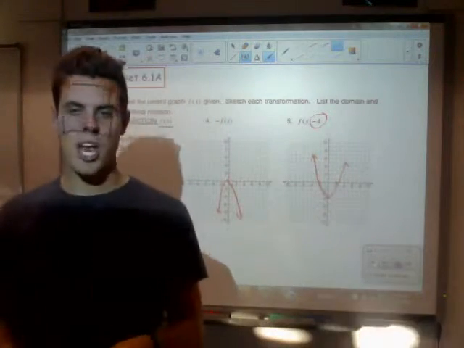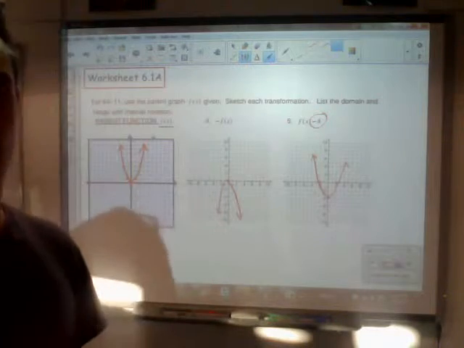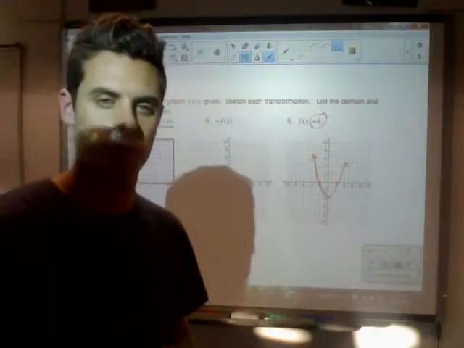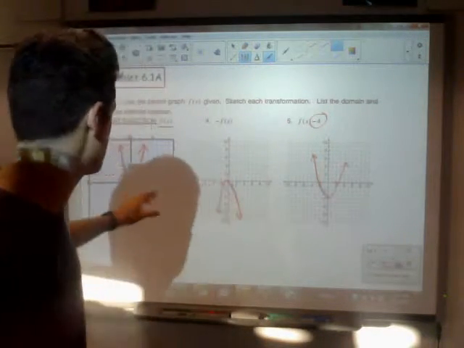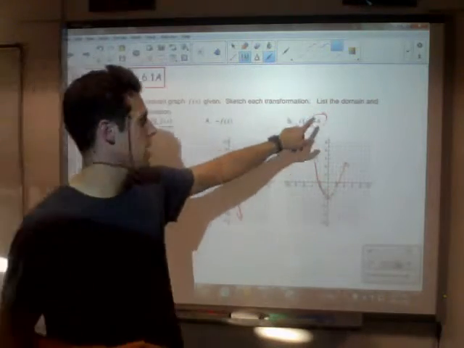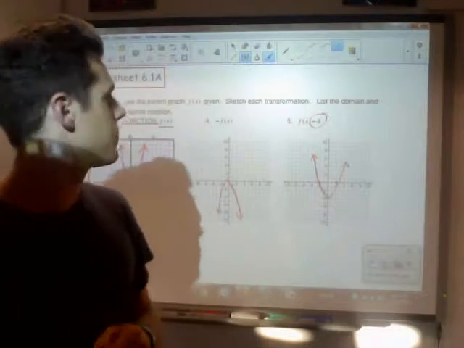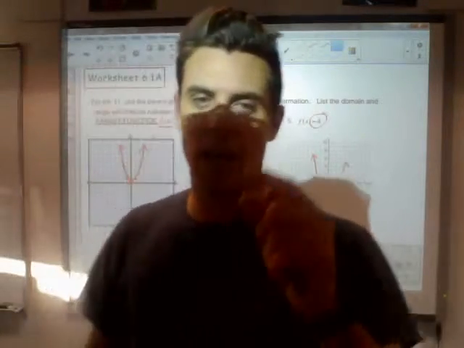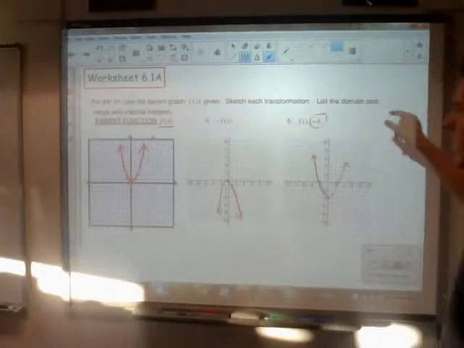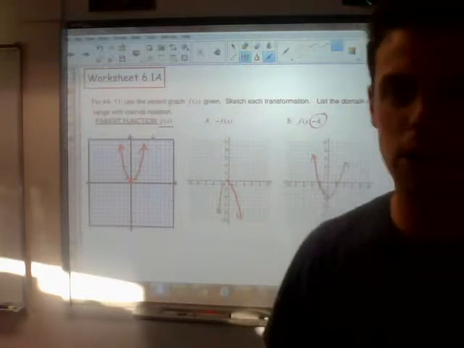Same exact shape as before, and now shifted down 4 places. Same exact shape, same size, same everything, shifted down 4 places because of the -4 on the outside. Okay, the question also says, list the domain and the range with interval notation.